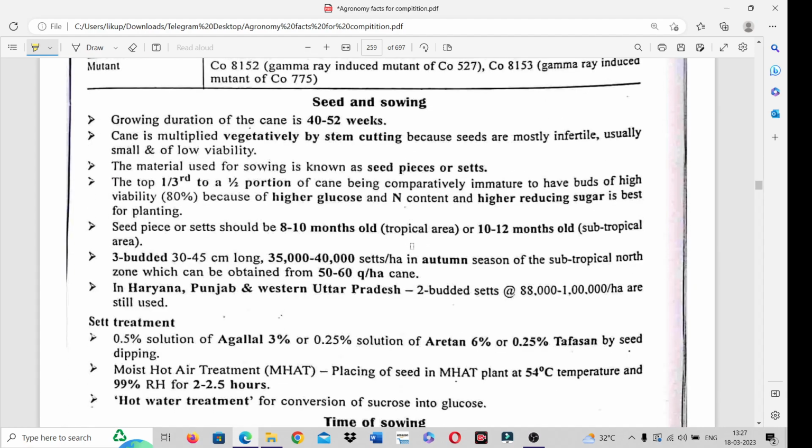Then seed and sowing. Growing duration of the cane is 40 to 52 weeks. Cane is multiplied vegetatively by stem cutting because seeds are mostly infertile, usually small and of low viability.